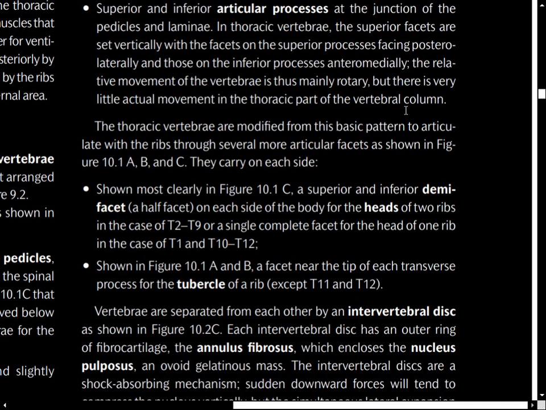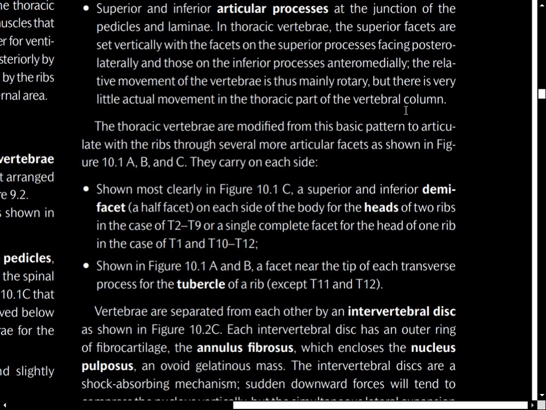Superior and inferior articular processes at the junction of the pedicles and laminae. In thoracic vertebrae, the superior facets are set vertically, with the facets of the superior processes facing posterolaterally and those on the inferior processes anteromedially. The relative movement of the vertebrae is thus mainly rotatory.